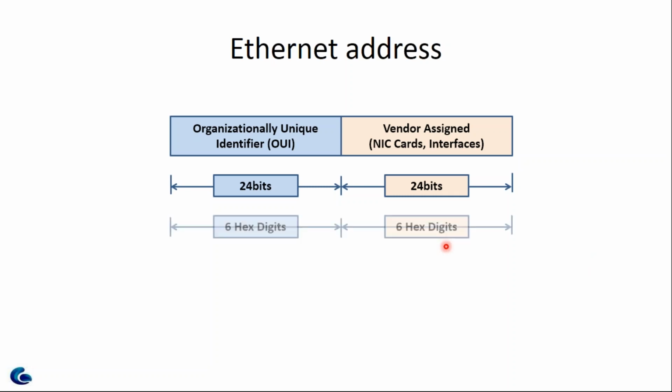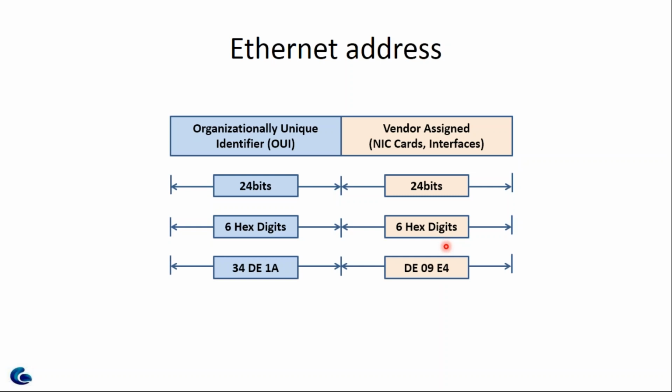Because it's a larger number, normally you represent it in hexadecimal digits. We already discussed this in the number systems. When the number gets larger, you better use hexadecimal because it's easy to interpret, easy to understand. As an example, this is how a particular Ethernet address can look. You have 34DE18, DE094, this is a sample, right? So that's about the Ethernet, okay?